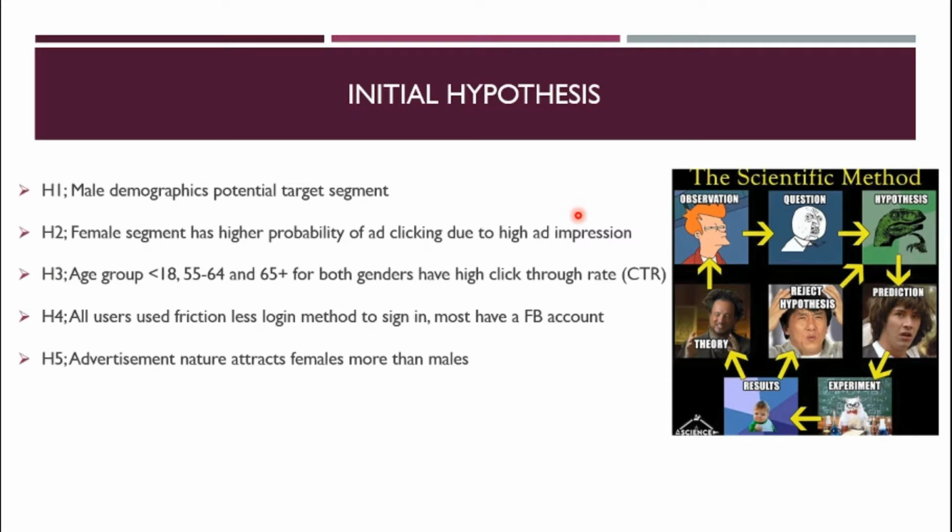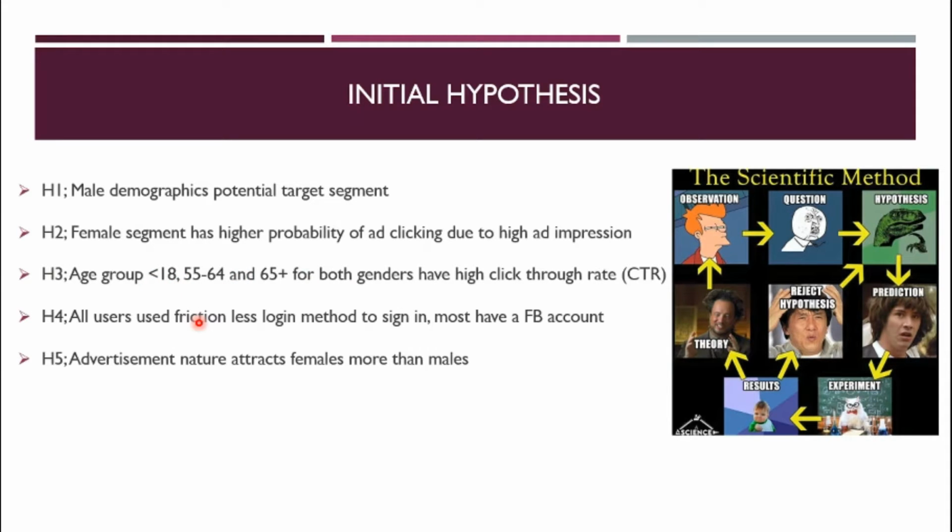Our first hypothesis is that the male demographic is a more potential target segment. Possibly right, possibly wrong. Our second hypothesis is that the female segment has a higher probability of ad clicking due to high ad impression. Maybe there were more ads, or maybe the ad was more appealing to the female audience.